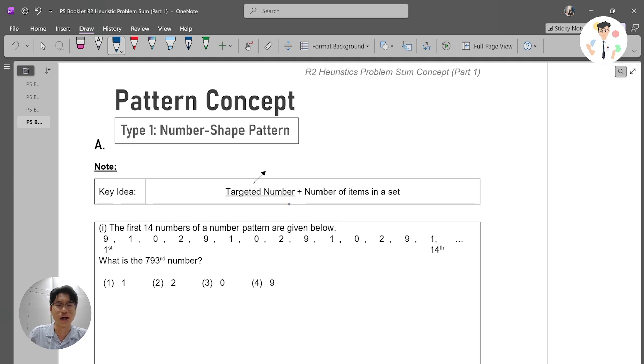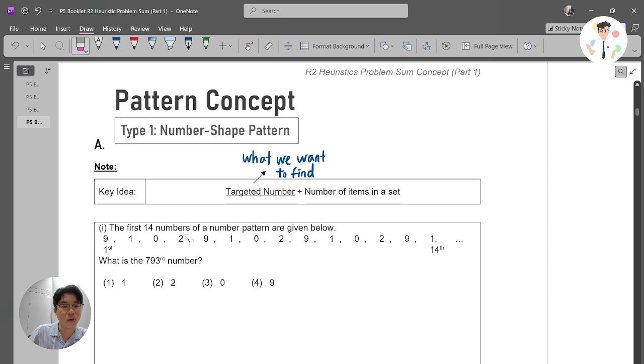So you may be wondering, what is targeted number? What does it mean by number of items in a set? Okay, I will be discussing it in the first example here. But the first thing you should know is targeted number basically is what we want to find. As you can see here, this is what we want to find, right? That is my targeted number. So you can write here, targeted number means what we want to find. And here, number of items in the set, what does that mean? Let's look at the first example and you will understand it more clearly.